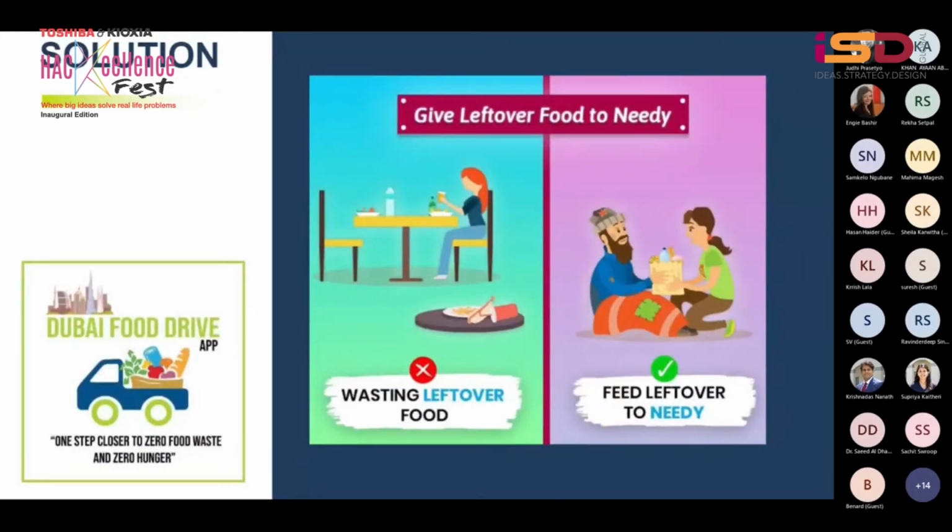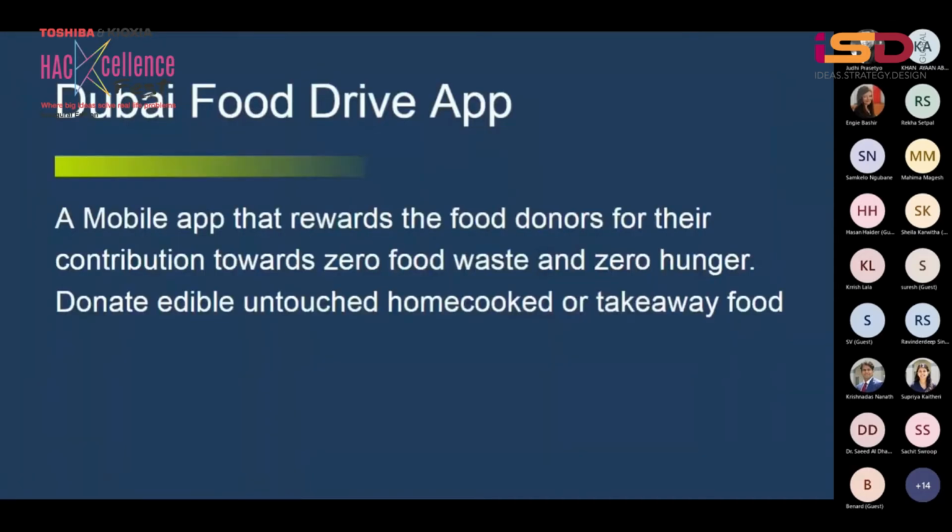Dubai Food Drive app, a sustainable solution to reduce food waste and the hunger problem. A mobile app that rewards food donors for their contribution towards zero food waste and zero hunger. Donate edible, untouched, home cooked or takeaway food.